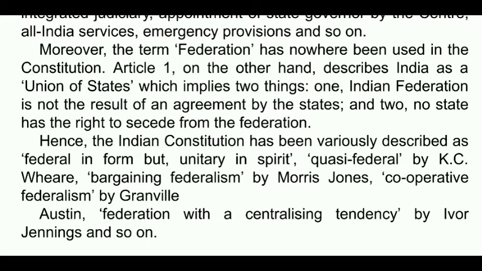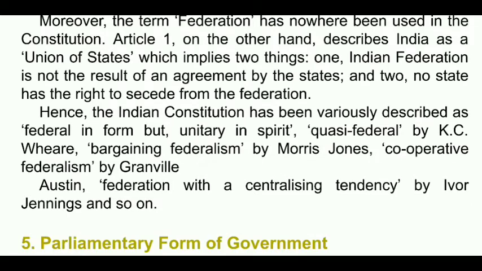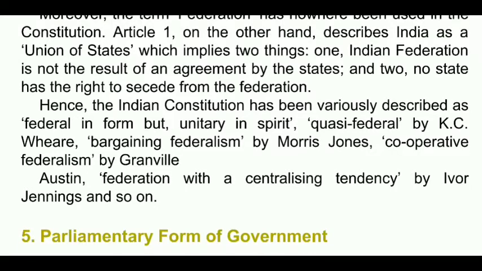Article 1, on the other hand, describes India as a union of states, which implies two things. One, Indian federation is not the result of an agreement by the states, and two, no state has the right to secede from the federation. Hence, the Indian constitution has been variously described as federal in form but unitary in spirit, quasi-federal by K.C. Wheare, bargaining federalism by Morris Jones, cooperative federalism by Granville Austin, federation with a centralizing tendency by Ivor Jennings, and so on.